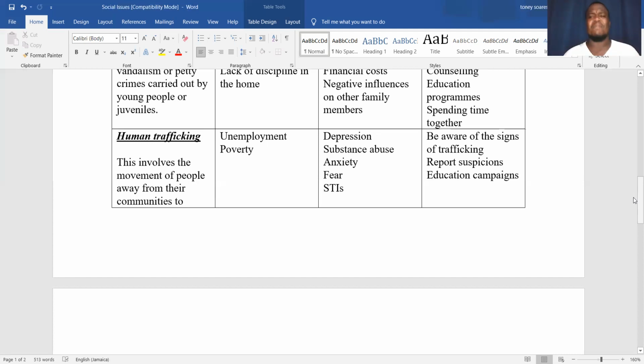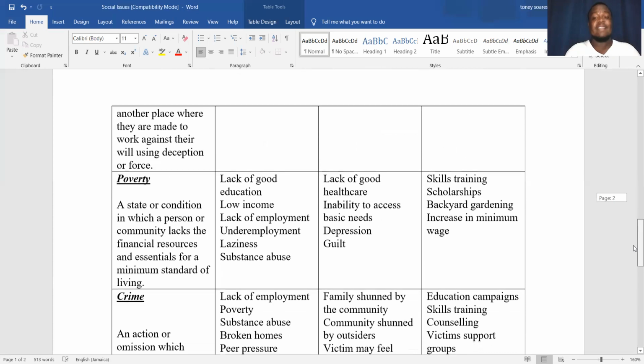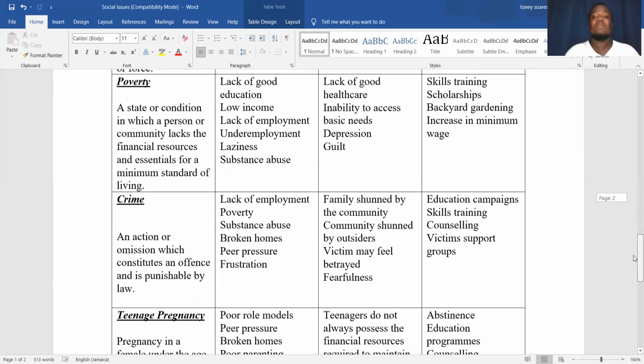Have education campaigns so that people can be informed about human trafficking, because a lot of persons don't know that human trafficking is a real thing and it is big business and it is happening in their country. Many persons are not aware of that. Another social issue is poverty. This is a state or condition in which a person or community lacks the financial resources and essentials for a minimum standard of living.